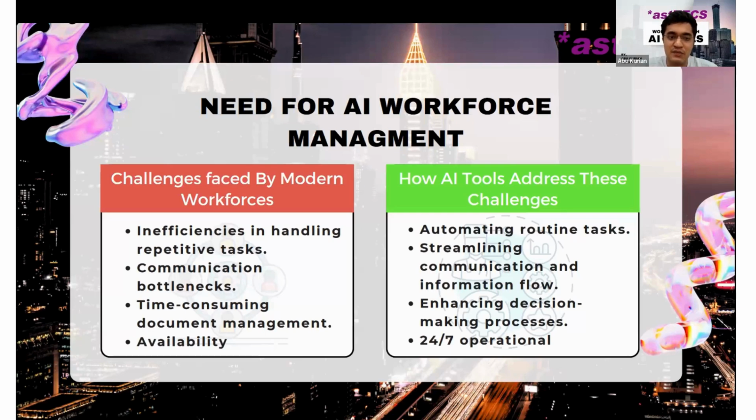Now, the enhanced decision making process. Your decision making would be much faster. What I mean is, say, for example, you have a person in L1 support. If there is a question he doesn't know, but the answer is present in your FAQ, what he could easily do is look up the FAQ, type the question, get the answer, and tell it to the person.